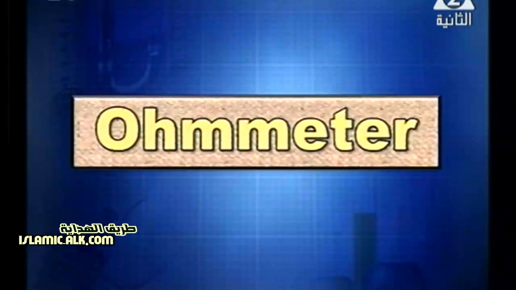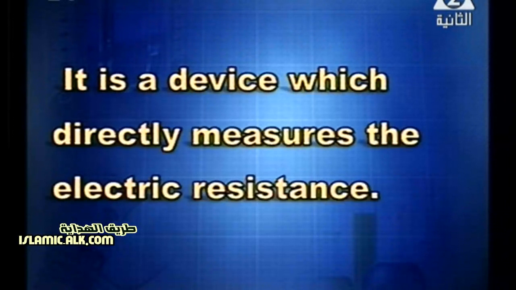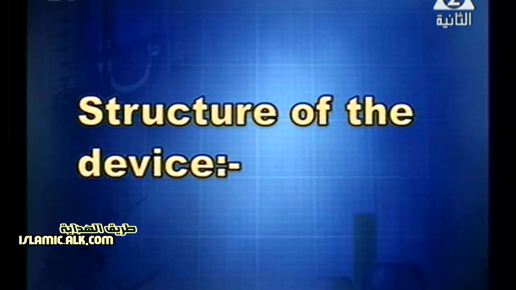Ohmmeter. What about the ohmmeter? It is a device which directly measures the electric resistance. Talking about the ohmmeter, it is a device used for measuring the electric resistance directly. What about the structure of the ohmmeter?